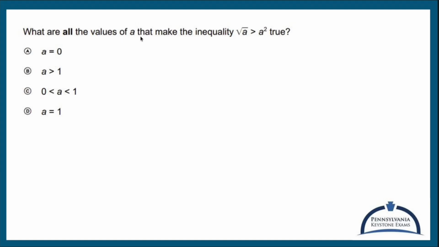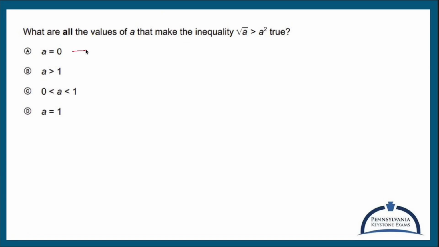What are all the values of a that make the inequality the square root of a is greater than a squared true? So we have four options. A is 0, a is bigger than 1, a is between 0 and 1, and a has to be 1. So let's test them out to see which one works.